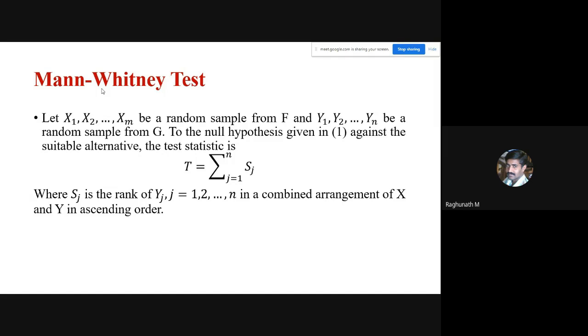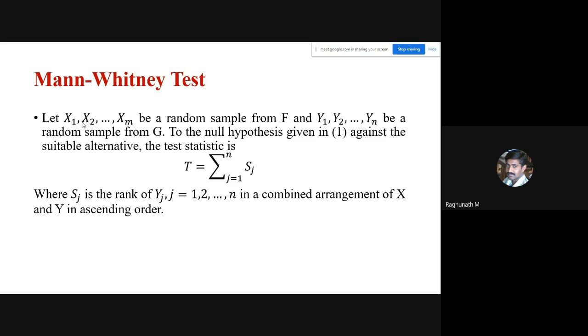Then you put a rank. Suppose I have three observations, let me tell you very clearly: 3, 8, 11. 3 is from X, 8 is from Y, 11 is from X. That means I have two X observations and one Y observation, m equal to 2, n equal to 1.